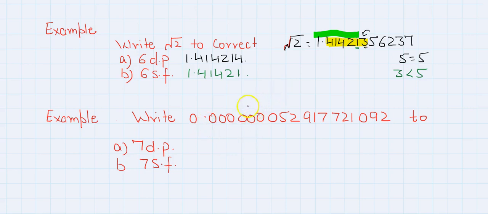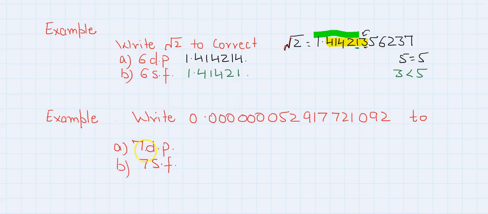Now the next example is write 0.0000052917721 up to 7 decimal places and 7 significant figures. I hope you know what this number is. It's a diameter of something. Try to find out what it is. If you are a student of science, you must know this thing.